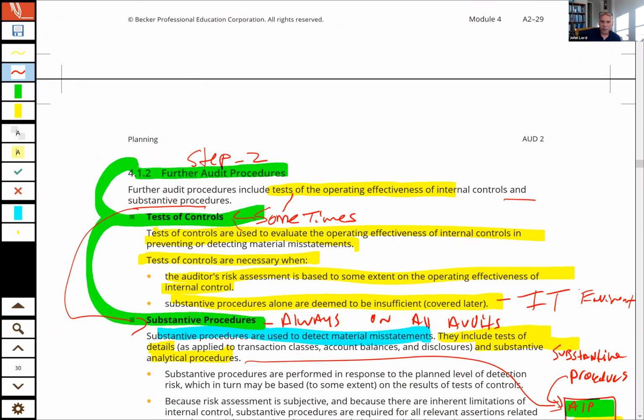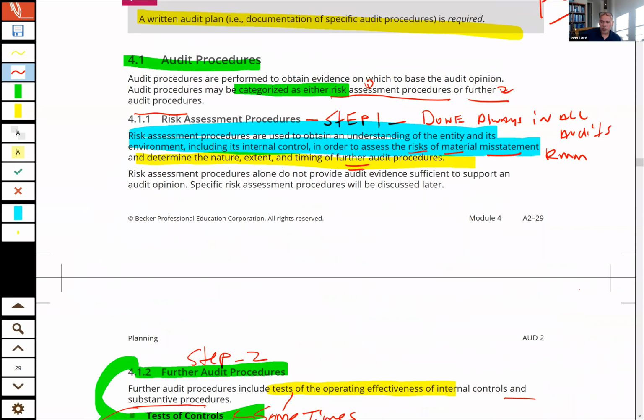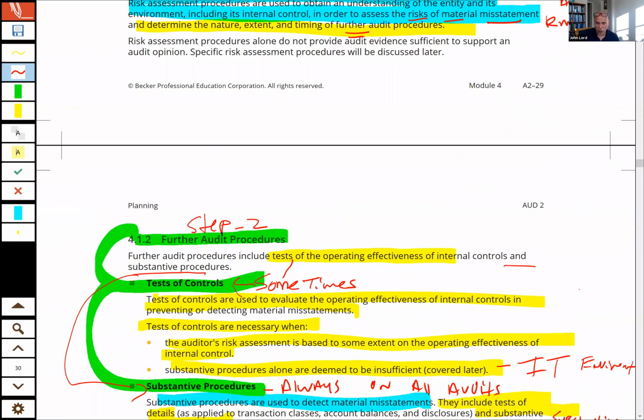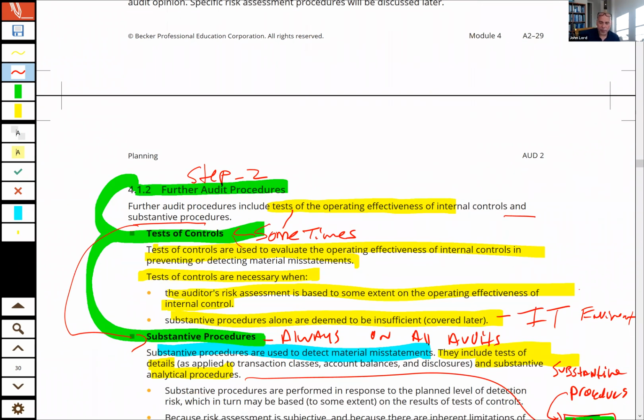Okay. If you have assessed the risk of material misstatement at less than the maximum, meaning you probably like the controls, then what? Coming back to step 2, you would likely test the operating effectiveness of the controls, and that's then going to determine the timing and nature of your substantive procedures based on the results of the testing of your controls.